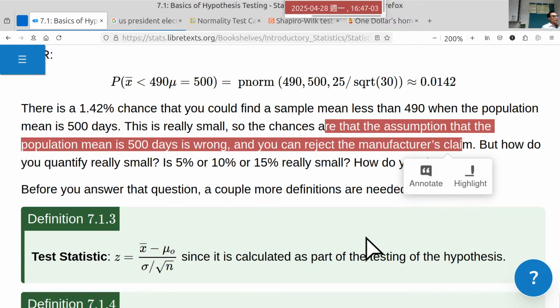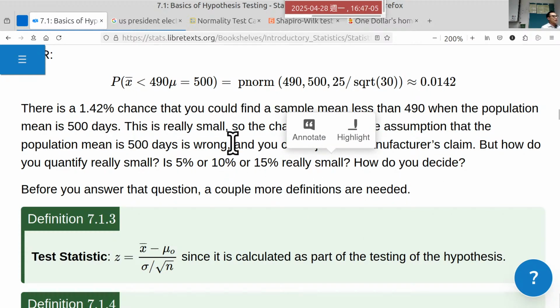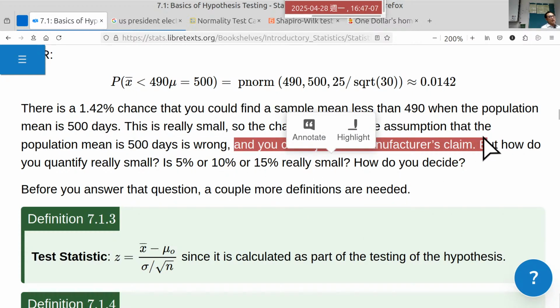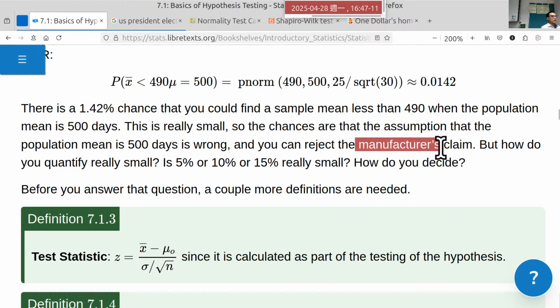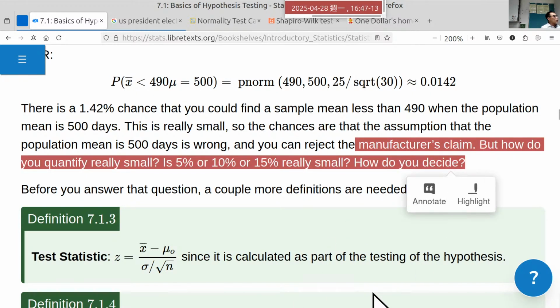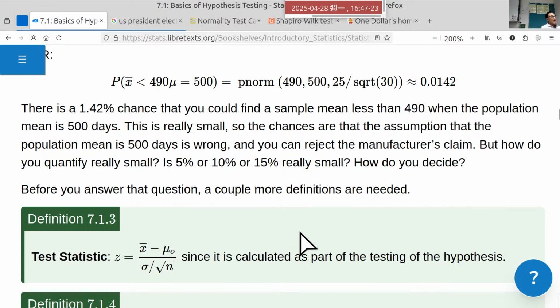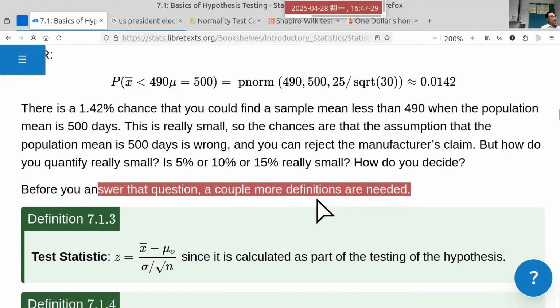And you can reject the manufacturer's claim. The purpose is to accept or to reject the manufacturer's claim. But how do you quantify really small? 5%, 10%, or 15%? How do you decide? Before you answer the question, a couple more definitions are needed.